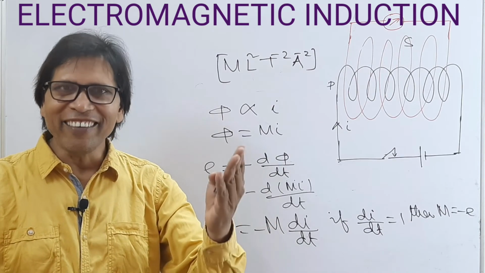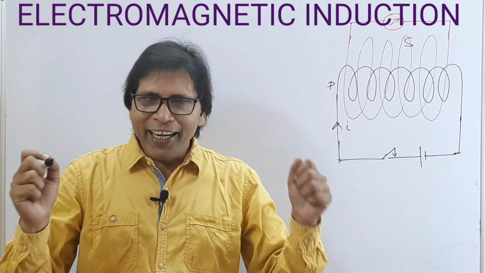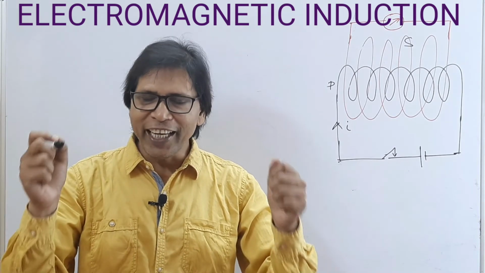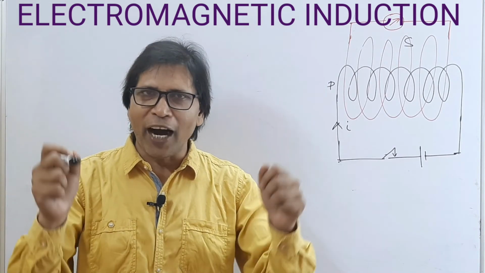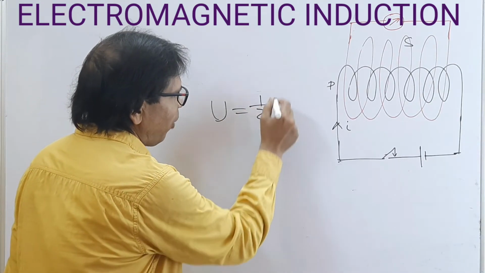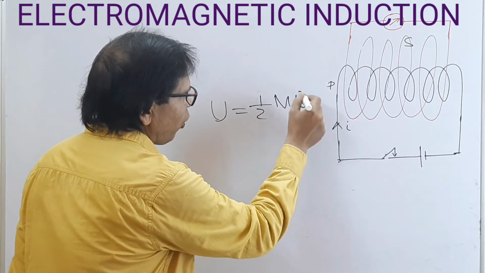Now next, the energy stored in the secondary coil due to change of current from 0 to I naught is U equals half M I naught square.